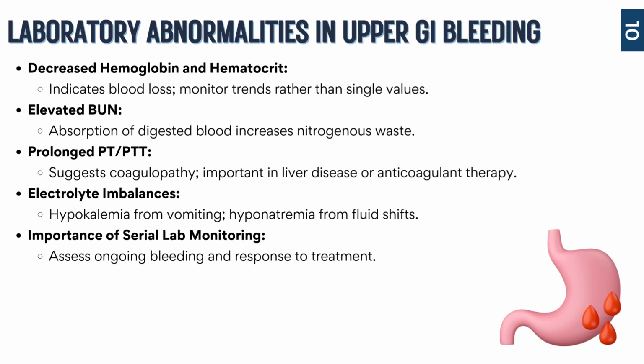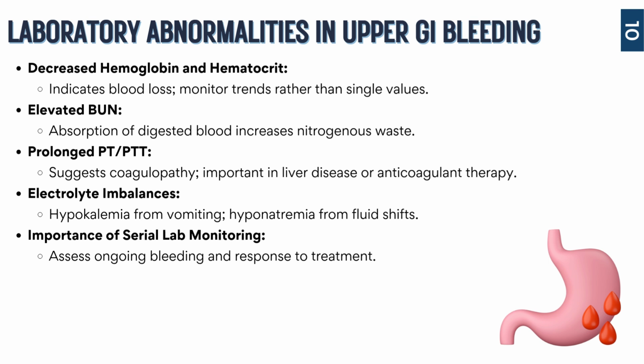So a BUN, why is a BUN elevated? Okay, so an elevated BUN with normal creatinine. If the creatinine is normal, but the BUN is elevated, that suggests upper GI bleeding, as blood proteins are digested and absorbed, increasing nitrogenous waste. So the other kidney function things are normal, but the BUN is elevated. That means that you probably have an upper GI bleed.